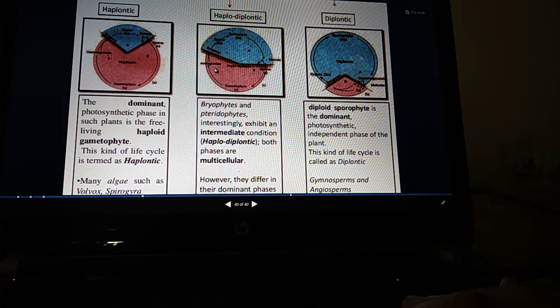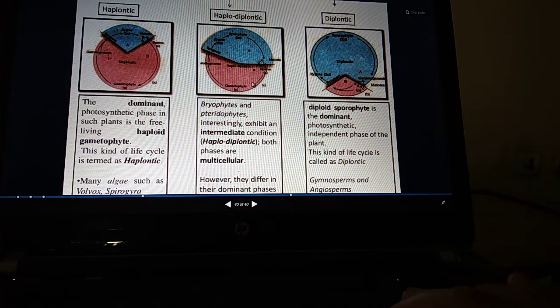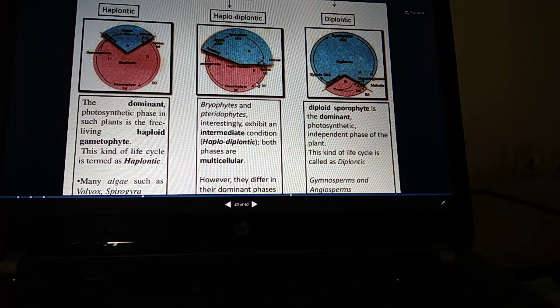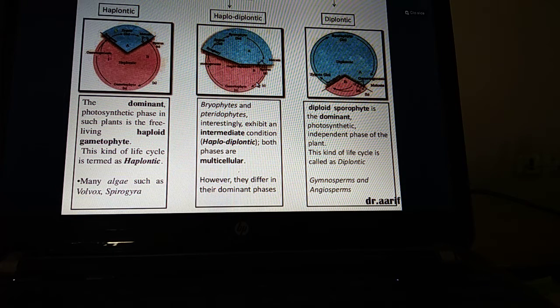Antherozoids and the egg cell in the archegonium, we studied, and then they fuse by the process of fertilization or syngamy. Zygote is formed. Zygote undergoes mitotic division to form the sporophyte. So this phase is also important and this phase is also important. So this is intermediate of the two. Both the phases are multicellular. However, the dominant phase differs. In the bryophytes it is gametophyte, in the pteridophytes it is sporophyte.